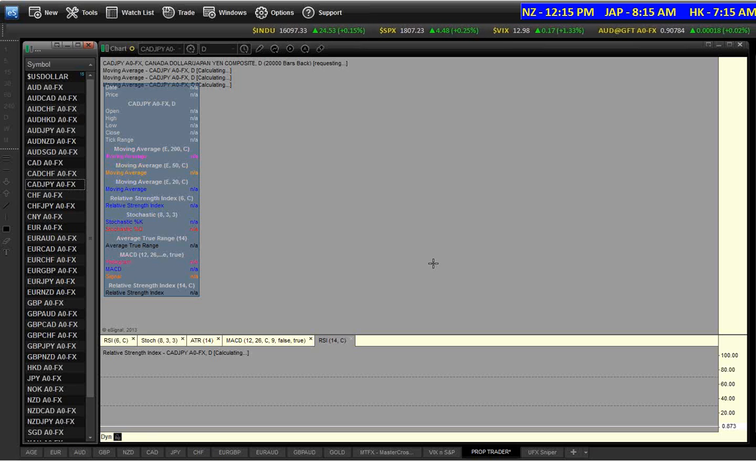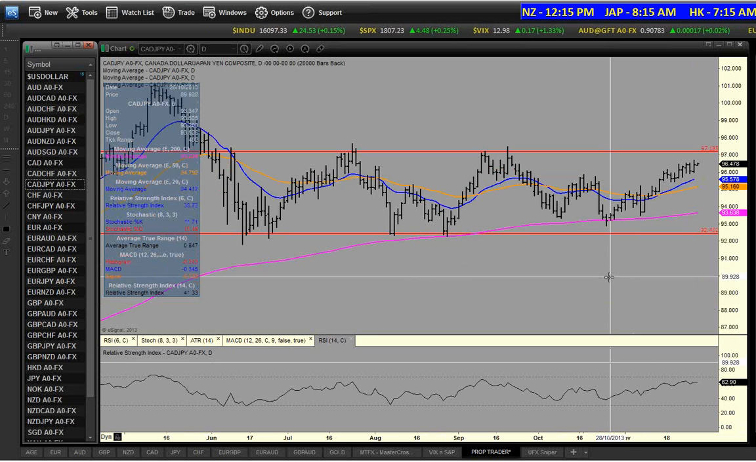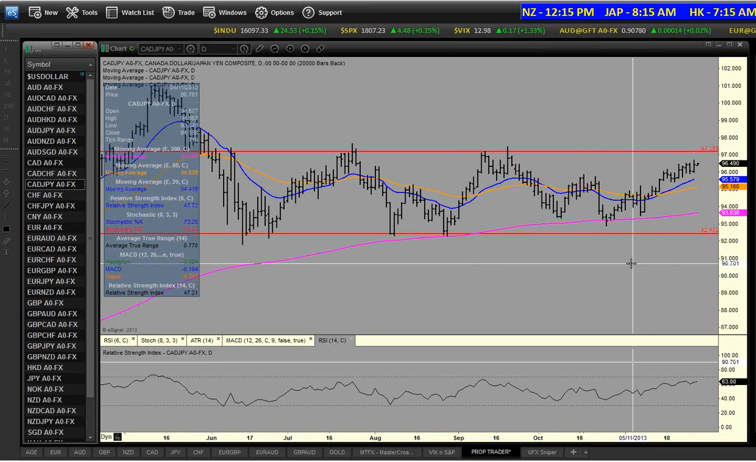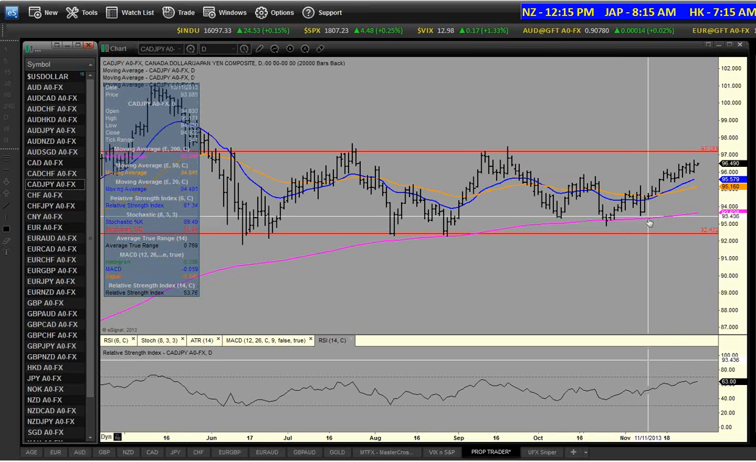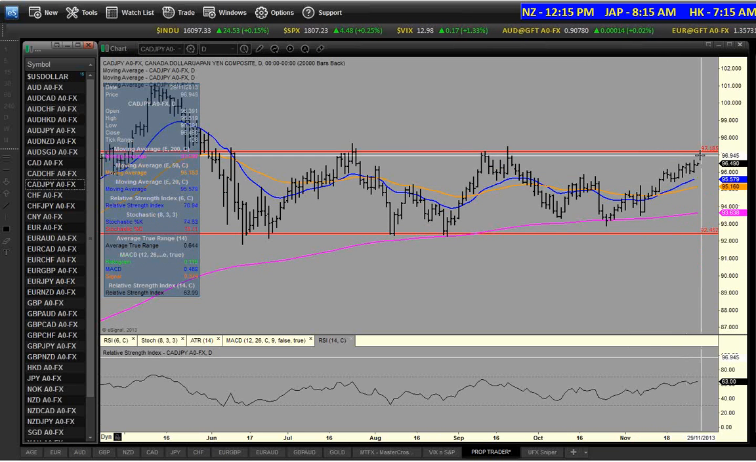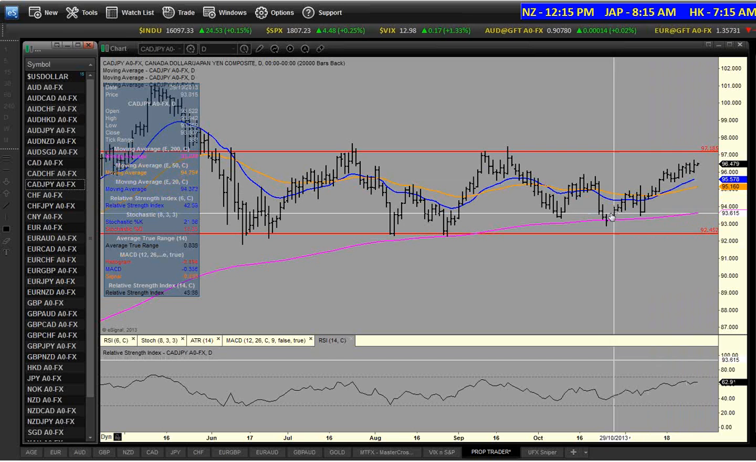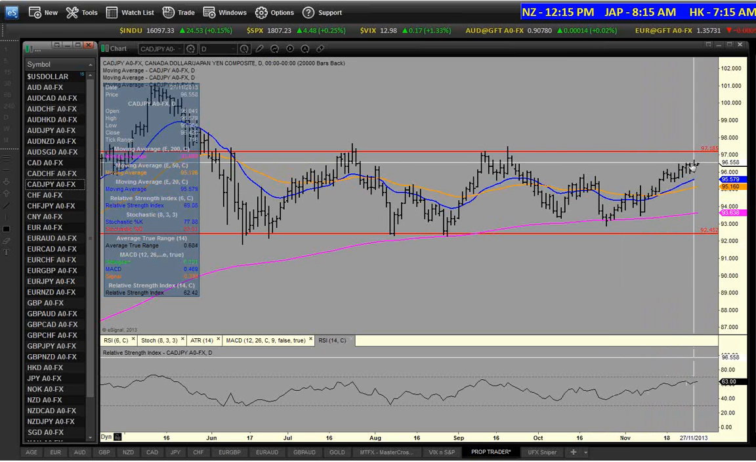CAD Yen, the battle of the weakness. Who's the weakest? It really is dull. What are we talking here? 500 pip range, and it's taking months to get across there.